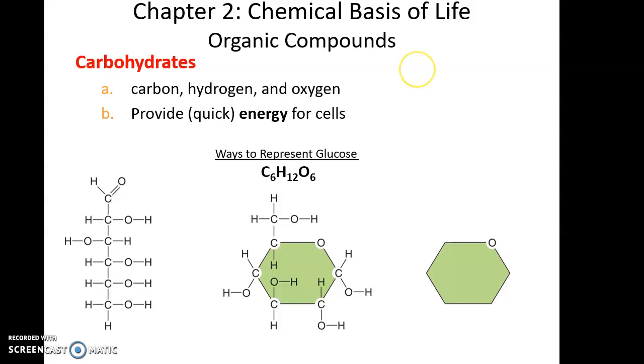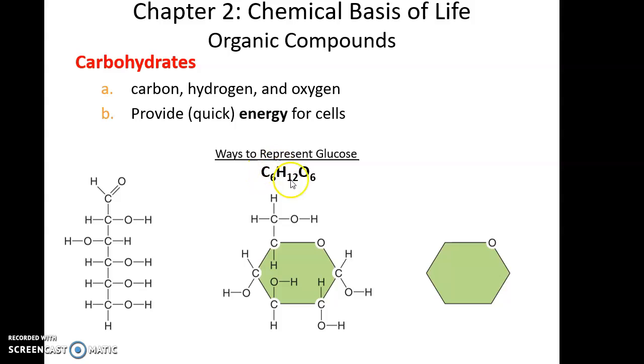Carbohydrates are made up of carbon, hydrogen, and oxygen. That is pretty much it. Just carbon, hydrogen, and oxygen, but it can be an awful lot of those atoms. And carbohydrates have a lot of important functions, including providing quick energy for cells, so that cells can get the energy they need to do the things they need to do rapidly.